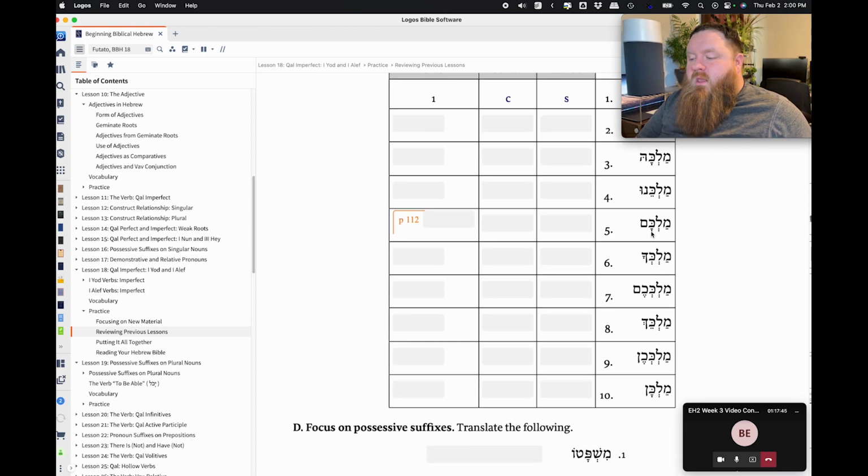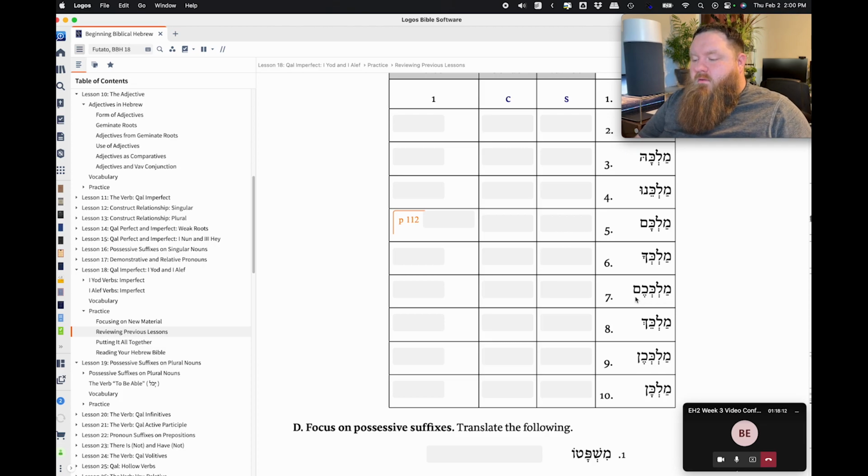Number 5, malkam. Again, this mem I associate with third masculine plural. So this would be their, not kings, because there's no yod here, their king. Number 6, I see the kaf kametz. Kaf kametz is 2ms. So this would be you, masculine singular, your, not kings, because there's no yod here, so it would be your king.